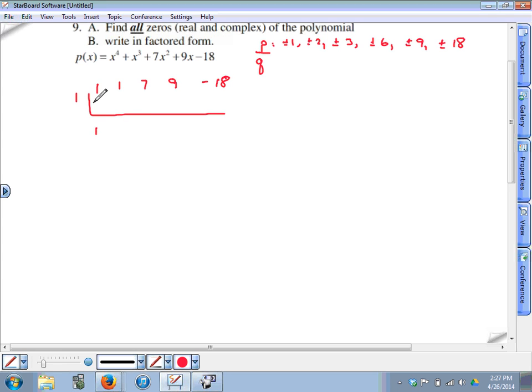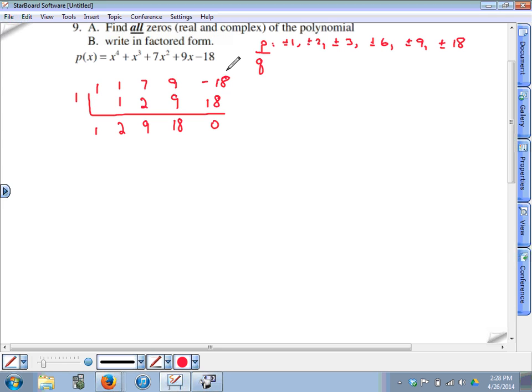synthetic division, go through the algorithm. 1 times 1 is 1, 1 plus 1 is 2, 1 times 2 is 2. Add the 7 and 2, you get 9. 1 times 9 is 9, 9 plus 9 is 18. 1 times 18 is 18. Right off the bat with our first choice, that doesn't happen all the time, but we got lucky here on the first choice. We found a 0 of the polynomial.